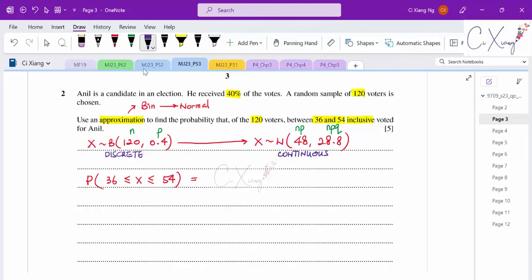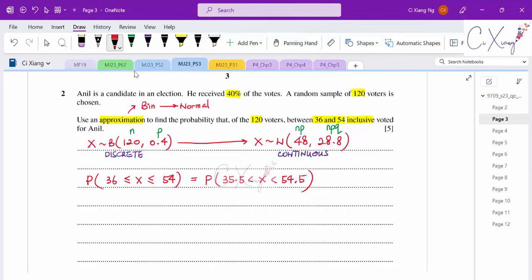Therefore, when you want to change from discrete to continuous random variable, you need the continuity correction. To apply the continuity correction, since x includes 36, the value should be earlier than 36, which is 35.5. And then for 54, x includes 54, so when you apply continuity correction, the value that you write should be after 54. So it should be 54.5.